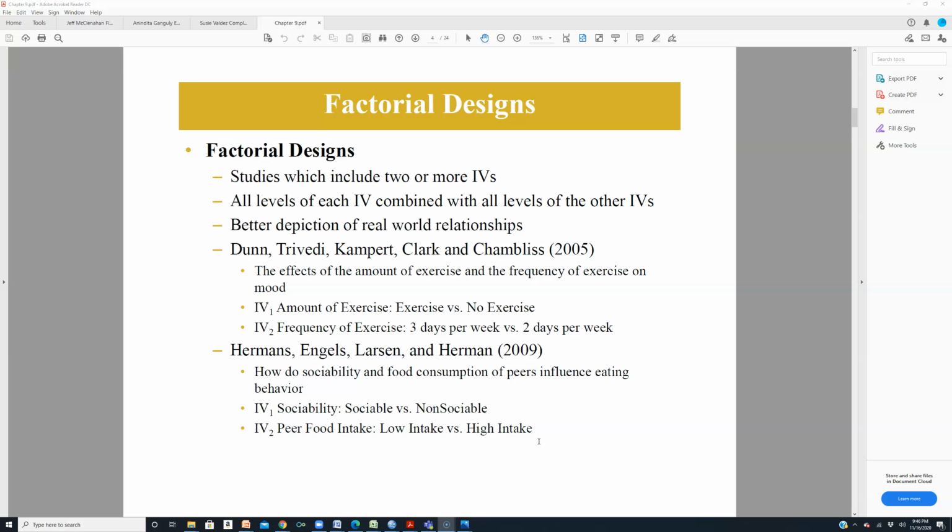How is my eating being influenced by the sociability of my peer and/or the food intake of my peer? Am I more willing to eat with non-sociable than sociable? Am I more willing to eat with low intake or high intake peers?